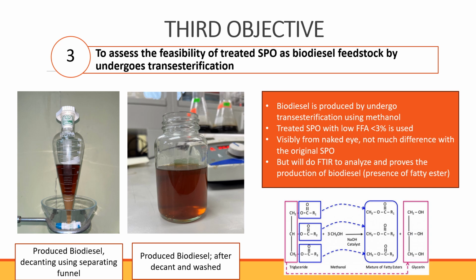So this is how it looks after we decant and wash the biodiesel. Physically, it looks the same as the SPO, but we will do FTIR to analyze and prove the production of biodiesel, to see if we actually get the fatty ester.